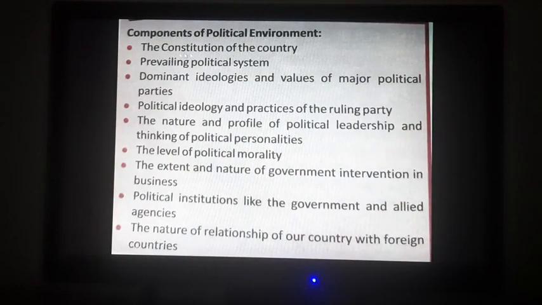Some more components are the constitution of the country, prevailing political system, dominant ideologies and value of major political parties, political ideology and practices of the ruling party, the nature and profile of the political leadership and thinking of political personalities, the level of political morality, the extent and nature of government interaction in business, political institutions like the government and allied agencies, the nature of relationship of our country with the foreign countries. These are the components of political environment or examples of political environment.